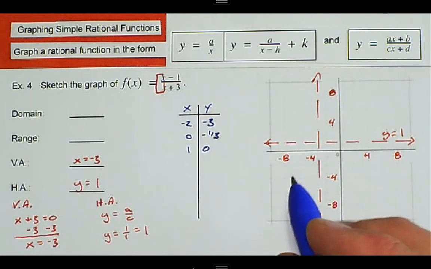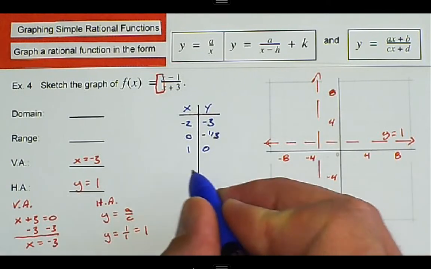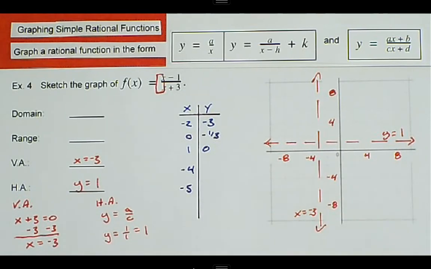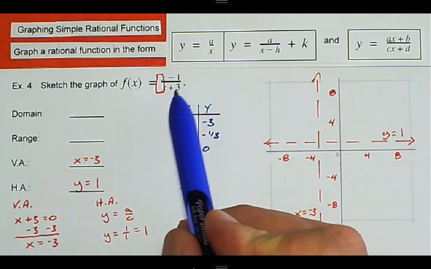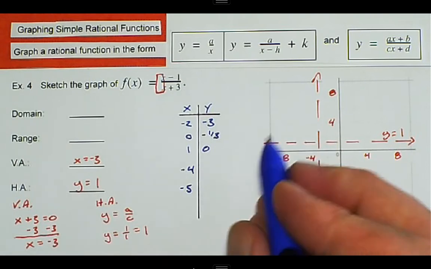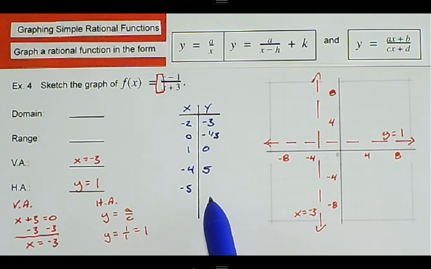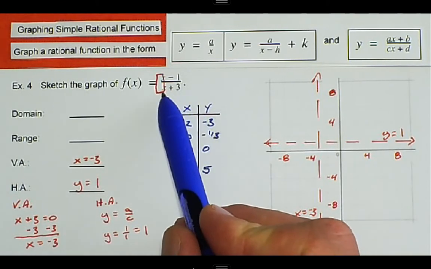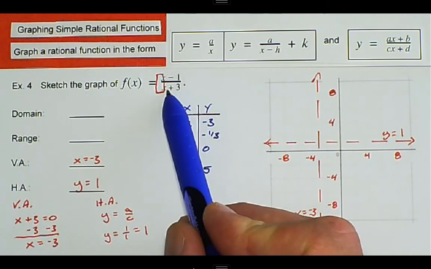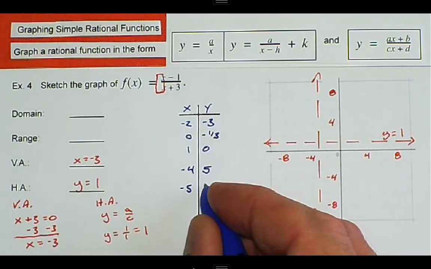So now we want to pick some values that are to the left, and some values to the left we can pick, let's pick -4 and -5. So if we substitute in -4, in the denominator we get -1, in the numerator we get -5, so that becomes +5. If we substitute in -5, we get -2 in the denominator and -6 in the numerator, so that gives us +3.